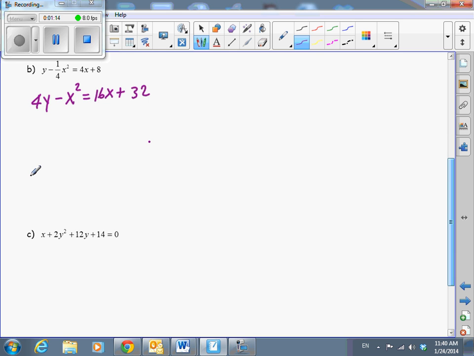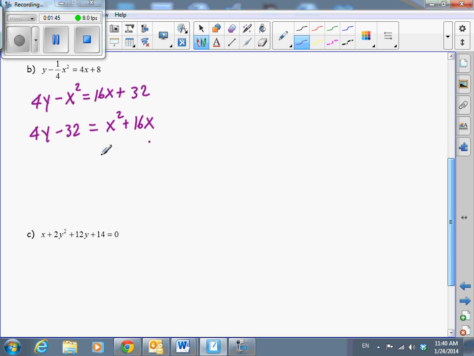We good so far? Now, to complete the square, I need to have x squared and x together on one side and numbers on the opposite side. So I will leave the 4y here, and I will subtract 32, and I will have it equal to x squared plus 16x. Everyone clear with what I just did? I move all numbers and y's to this side and all the x's on the right side. Now let's complete the square.